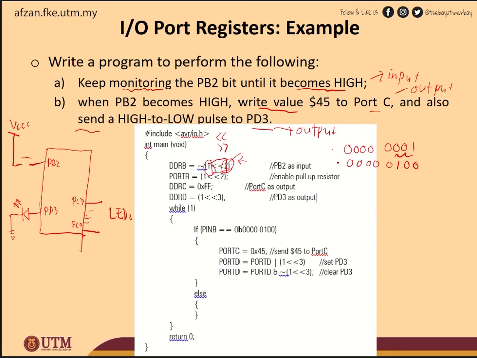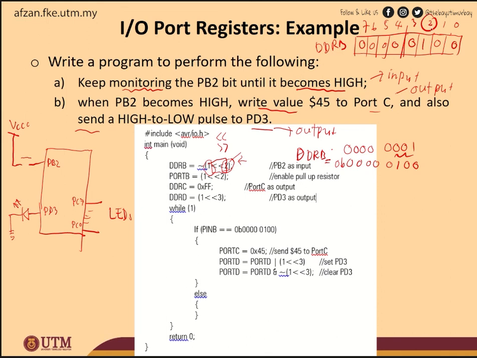0000001000. So this one here, you send to DDRB. What happened here? You draw. DDRB has 8 bits. What value do you send? This is 0000. This is DDRB, and this is 0100. Now you know like this. Oh, PB2.